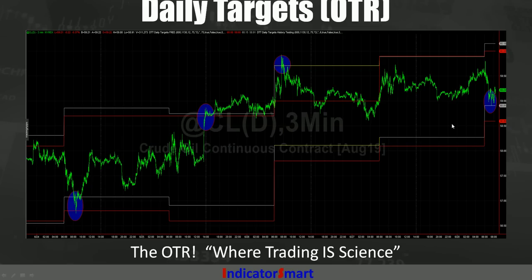This is our daily targeting system that we use in the room, and publish each day about 10 minutes after the market opens. Daily targets.